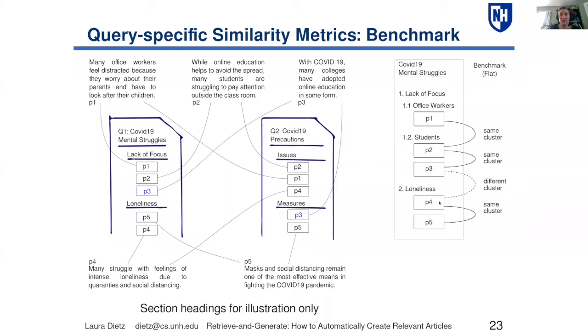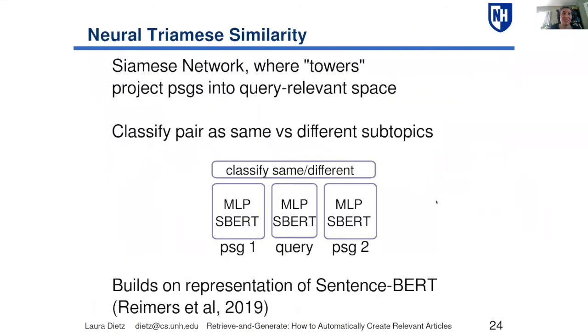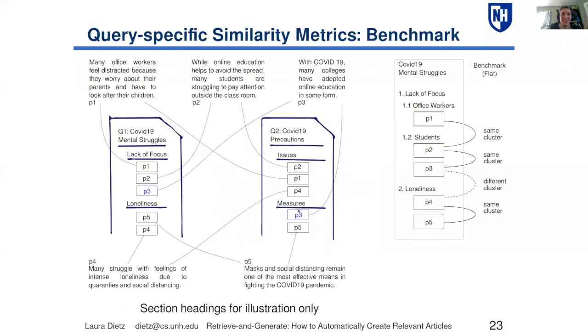If two paragraphs are in two different top level sections, then they should not be clustered together. It's very simple: must link, must not link optimization criterion. So what we did, based on work from Nils Reimers about Sentence-BERT, is to inject some query information into the similarity metric. The idea is that we want two passages to be clustered in the same top level section, knowing what the query is going to be like.